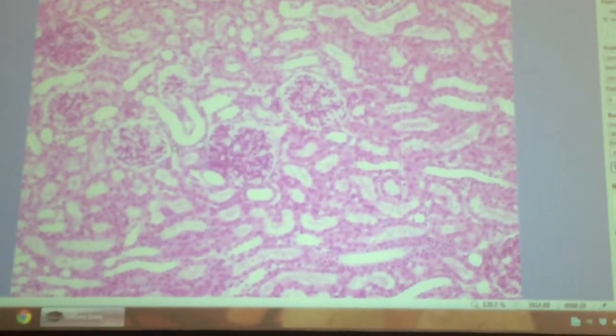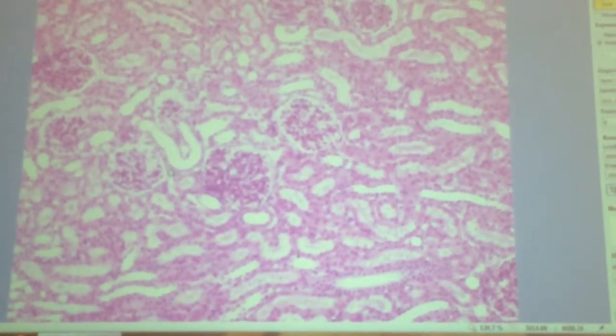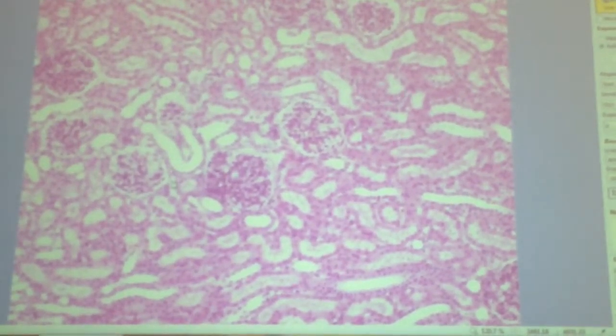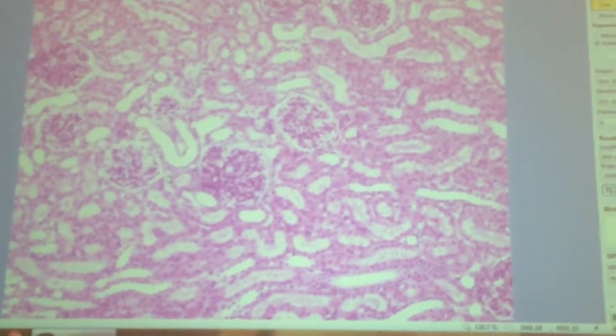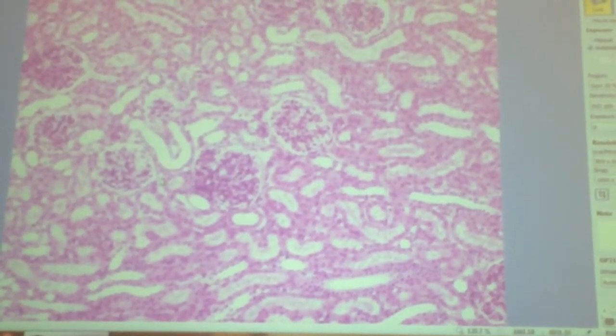These are not the feed cells. This is the parietal layer of the Bowman's capsule. So this is like what catches the filtrate, right? It's kind of like the sac around the glomerulus that catches the filtrate.